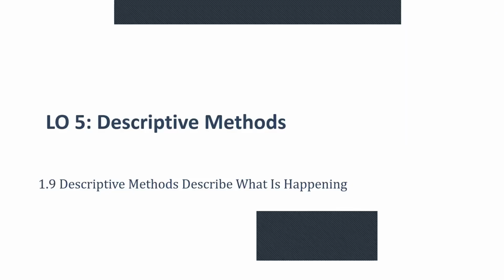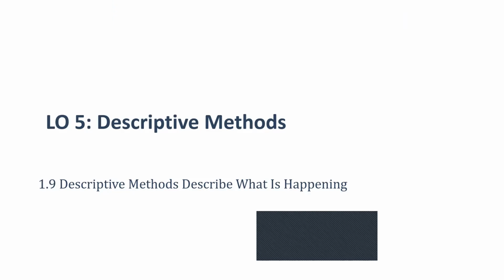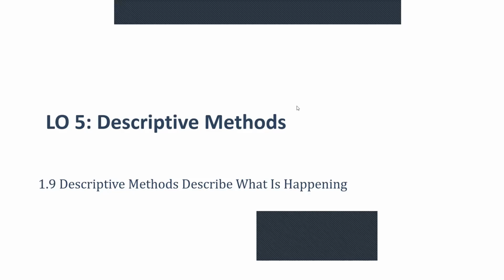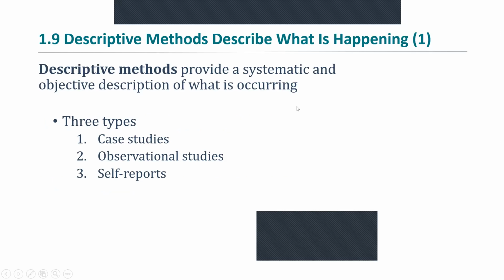Hello, Psych 101 students. Learning Objective 5 deals with descriptive methods. So, not surprisingly, descriptive methods describe what is happening. Using a descriptive method provides a systematic and objective description of what is occurring.